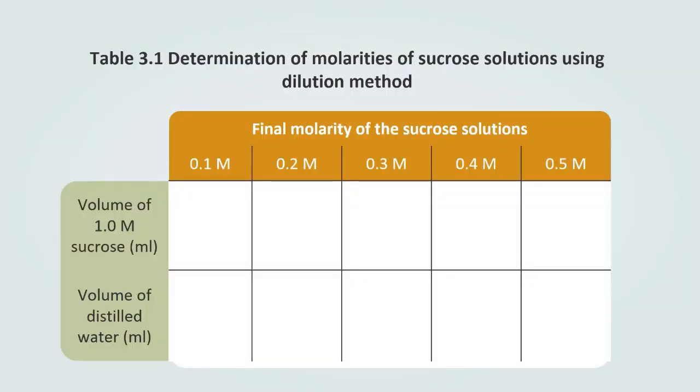Now we're going to determine the molarities of the sucrose solution using the dilution method. So we want to find the final molarity of 0.1, 0.2, 0.3, 0.4 and 0.5 molar by identifying the volume of the stock solution in terms of milliliter and also the volume of the distilled water. So how do we find this?